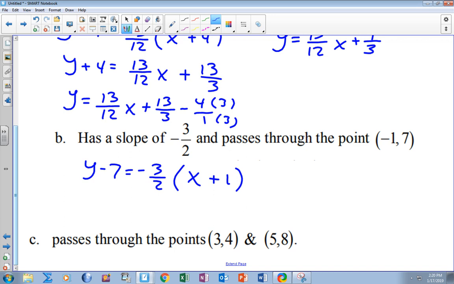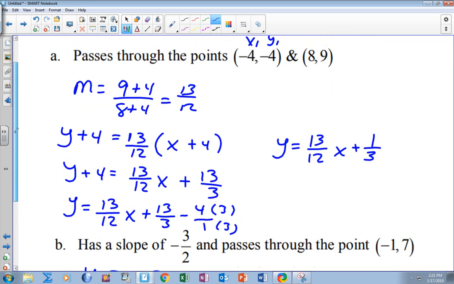Wait, where's your review? Right here. I was checking his work. Oh. So do you understand how to find the slope? Yes. That part's easy. Okay.